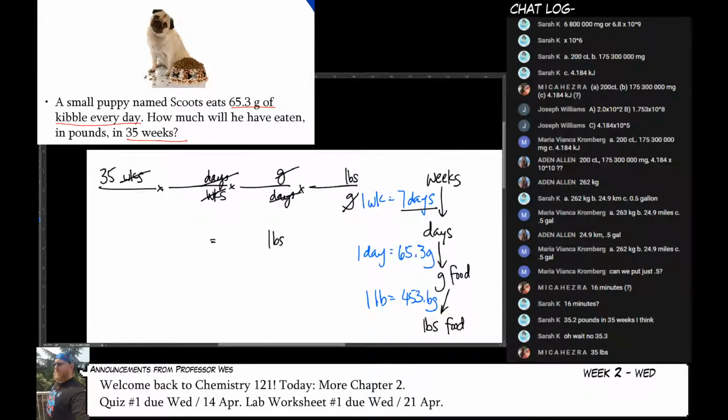Let's run the numbers. So 7 days in a week. 65.3 grams per day for that one. And then this one down here. 1 pound is 453.6 grams. And I think the answer that you get is like 35.2 or something. But then when we sig fig it, it becomes 35. Yeah, 35.27.